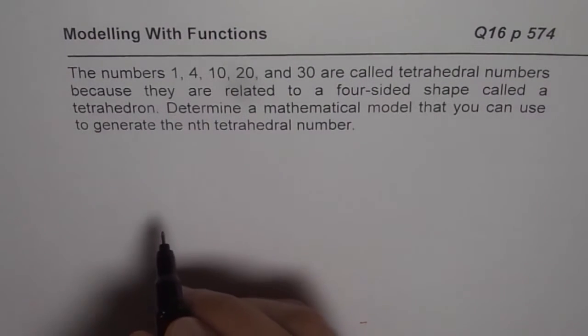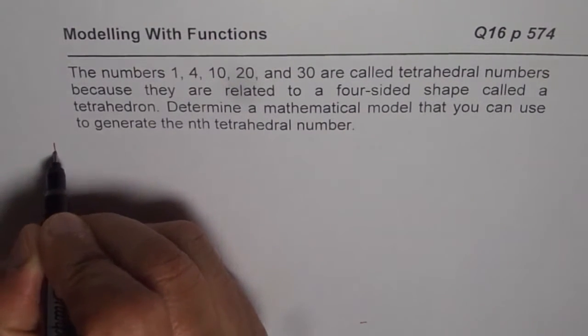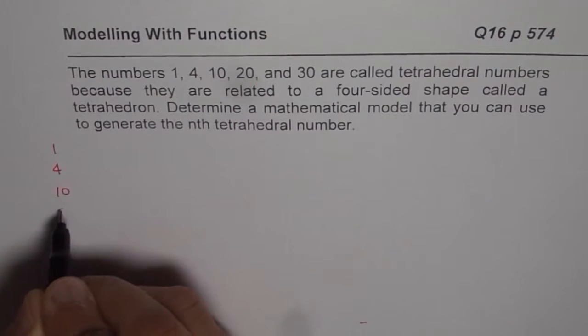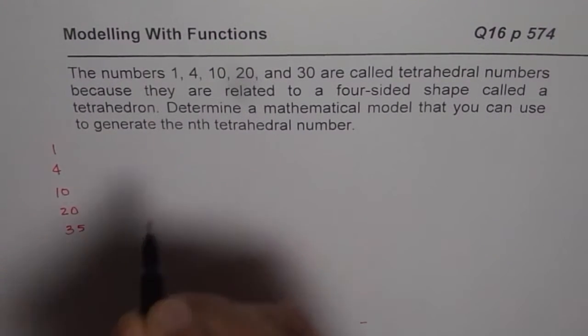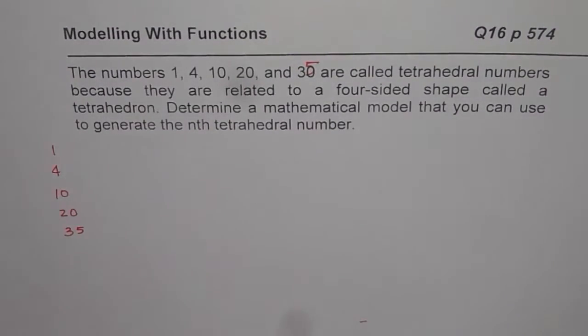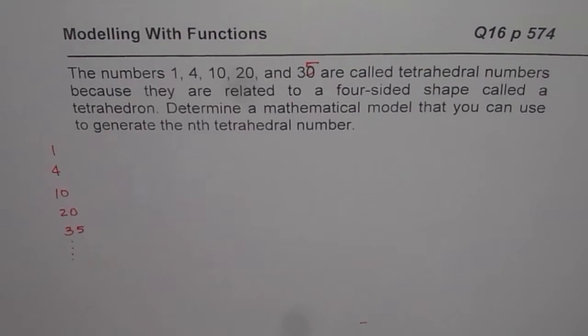So in this case, we are given a couple of numbers which form a series, and these numbers are 1, 4, 10, 20 and 35. The number should have been 35. Okay, so these are the numbers given to you, and you have to write a general expression which can represent this series. This series is called the tetrahedral number series.